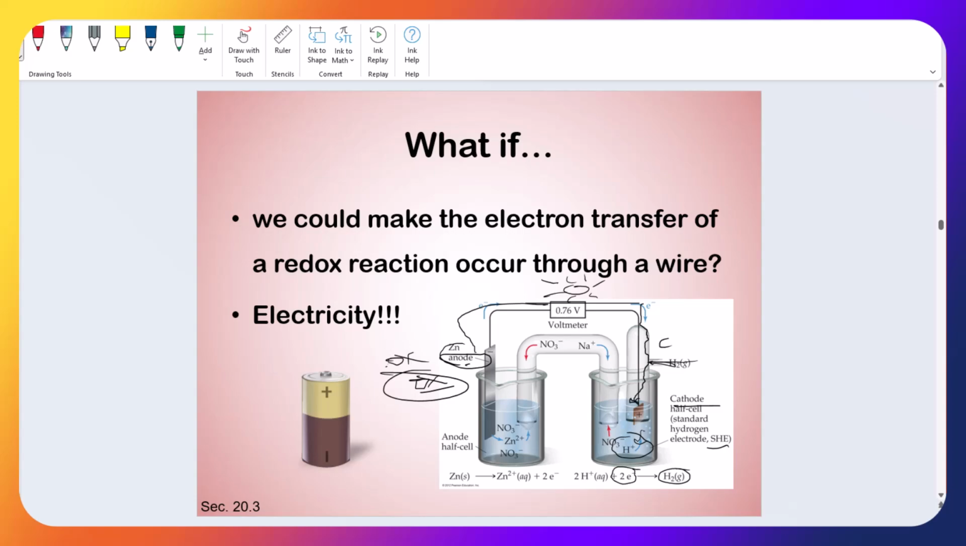So cathode, reduction. They both start with consonants. R for reduction, C for cathode. Cathode, reduction. So electrons always flow in what we call a voltaic cell from anode to cathode.